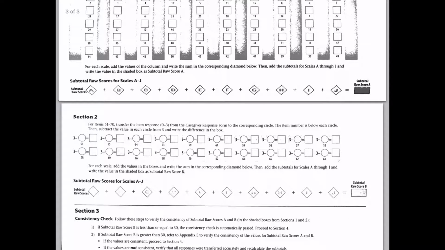Going down to section 2, continue to record the caregiver's responses for statements 51 through 70 in the corresponding circles. Again, note the circles are not in numerical order. Once all of the scores have been transferred to the scoring worksheet, subtract each score from 3 and write the sum of that equation in the corresponding box. Next, add the two corresponding boxes for each column of scales and write the sum in the diamonds below, labeled subtotal raw scores. The subtotal raw score B is calculated by adding the section 2 subtotal raw scores for scales A through J and then written in the corresponding box labeled subtotal raw score B.